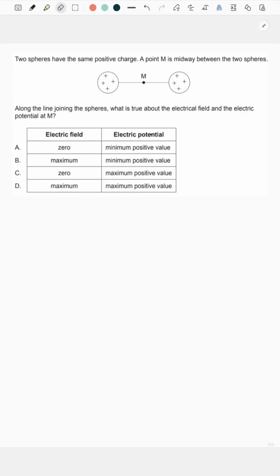Two spheres have the same positive charge. A point M is midway between the two spheres. Along the line joining the spheres, what is true about the electric field and electric potential at point M?